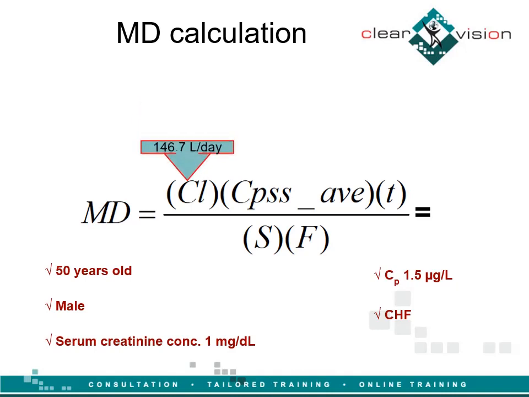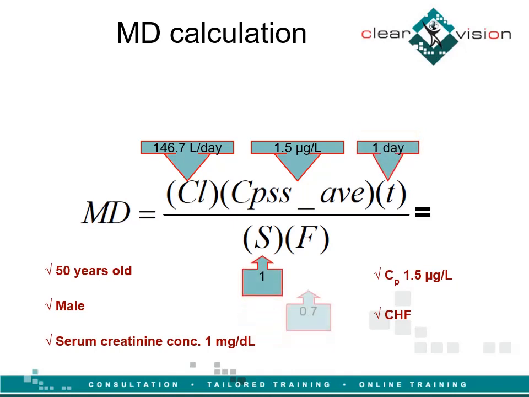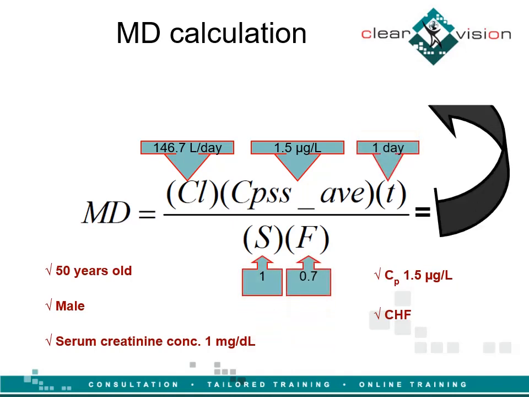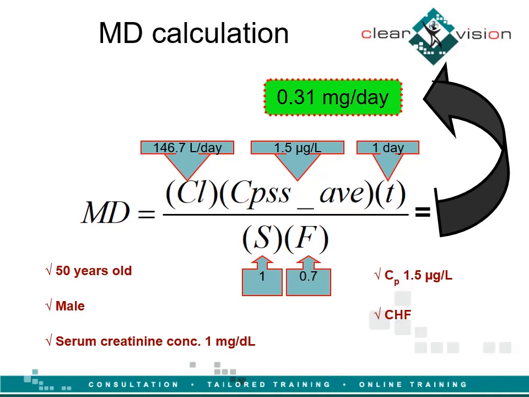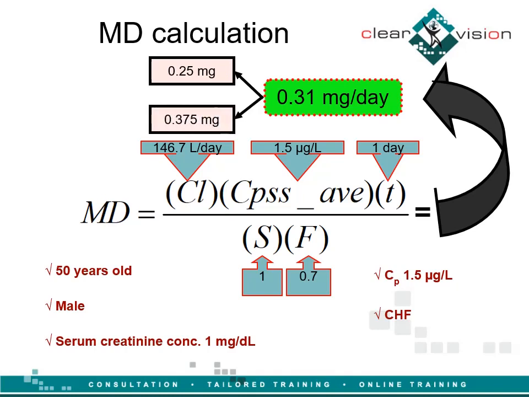To calculate now the maintenance dose, we just need to plug numbers into the equation where clearance equals 146.7 liter per day, average concentration equals 1.5 microgram per liter, dosing interval is 1 day, salt factor is 1, and bioavailability is 0.7 for tablets, and that equals 0.31 milligram per day. Since the dosage forms available are either 0.25 milligram or 0.37 milligram, we can give either of these forms, or give each form on alternate days, which will result in a dose very close to the calculated maintenance dose.